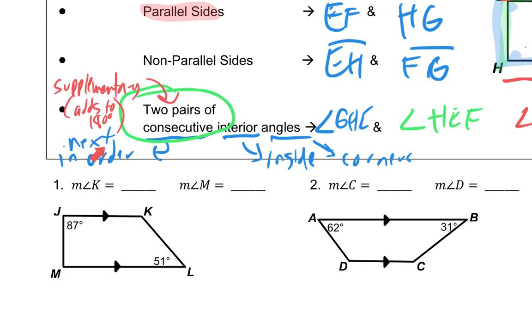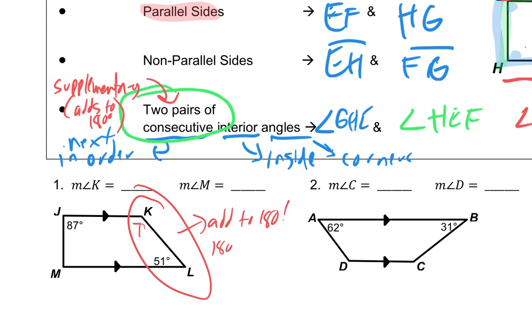Well, if they're supplementary, and we know K and L are supplementary, that means these two have to add to 180, right? So to find K, we would just do 180 minus 51. We type that into our calculator, and that gives us 129 degrees. So K is 129 degrees, because these are supplementary.